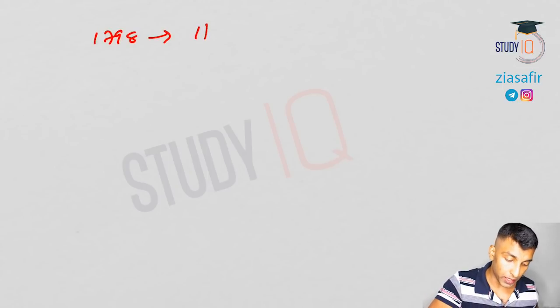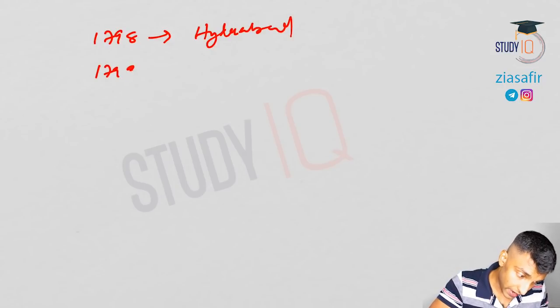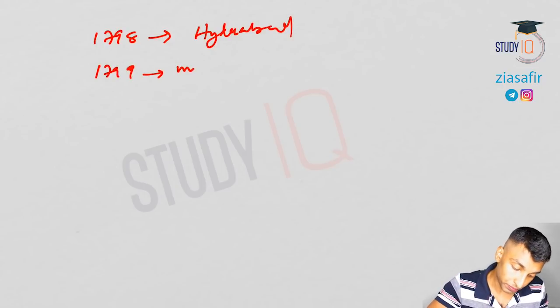Now we also need to see the states which signed the treaty. You don't need to know all the states, at least the initial few states, because they can ask you to arrange them in chronological order or to match the following. So 1798, Hyderabad. 1799, I've told you already, Mysore.